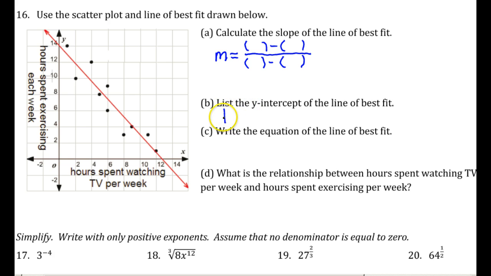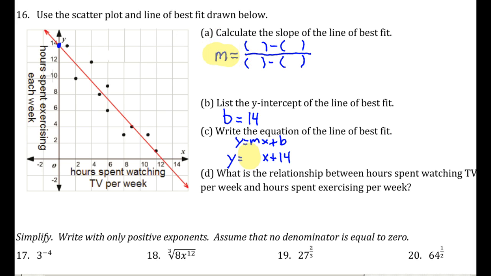Find the y-intercept, right? That's just going to be by looking at the line of best fit. In this case, we can see the y-intercept is 14. So that one's kind of easy. And then the equation of the line of best fit, of course, we're talking about in slope-intercept form, so that's y equals mx plus b, of which we already know the b is 14. So at this point, we're really just trying to figure out, well, what is the slope equal? And you know what that is. As soon as we get that answer here, we can do that.